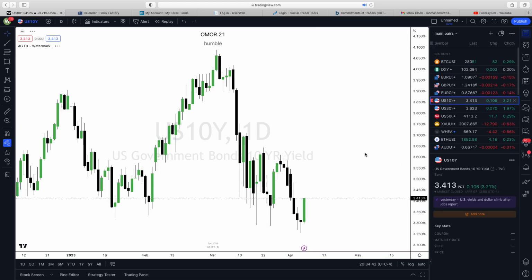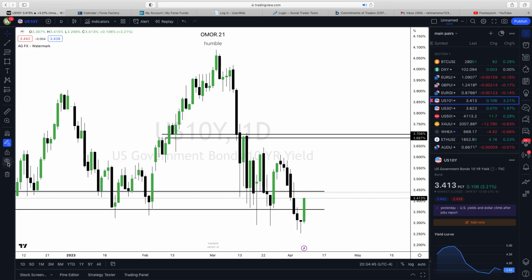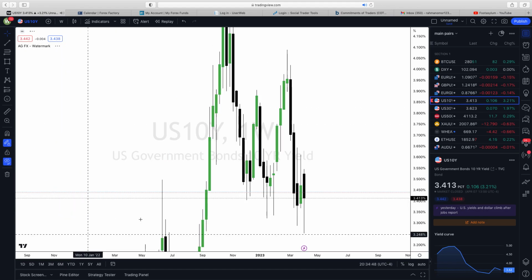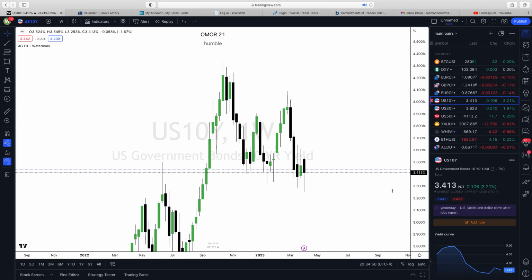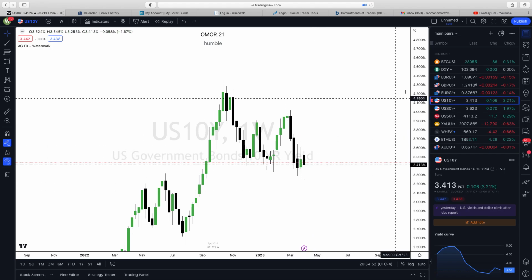Now, talking about CPI, this is the bond market. If I remove this because there's a lot of clutter on it, you see this has been in quite a slow, choppy consolidation.